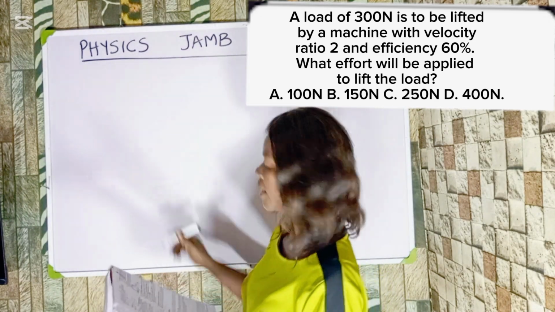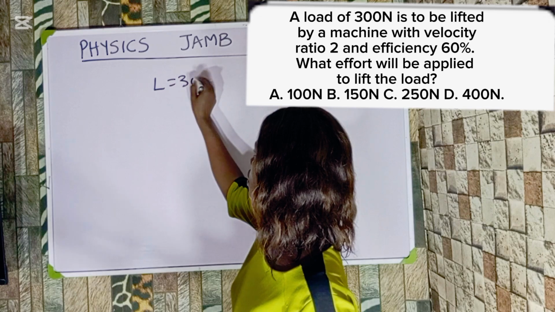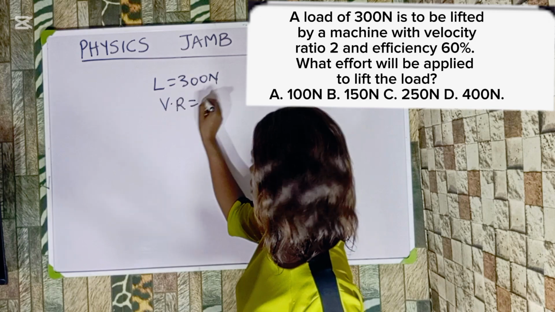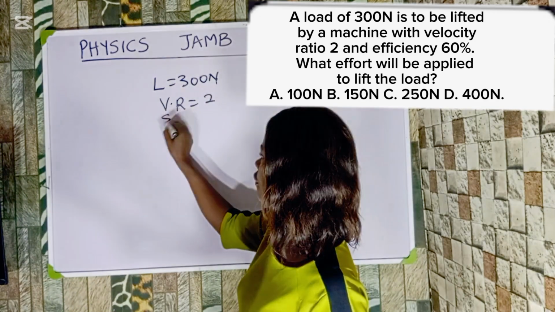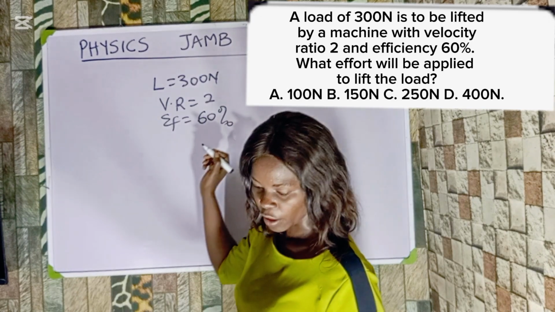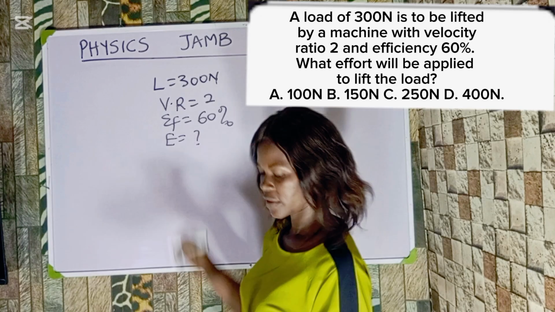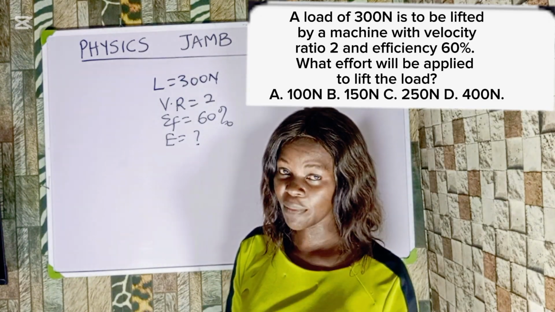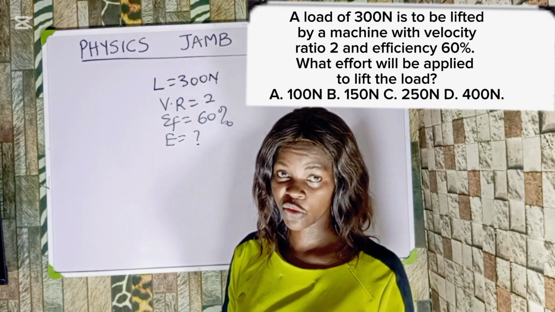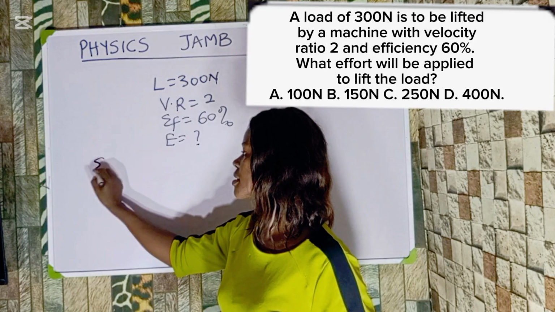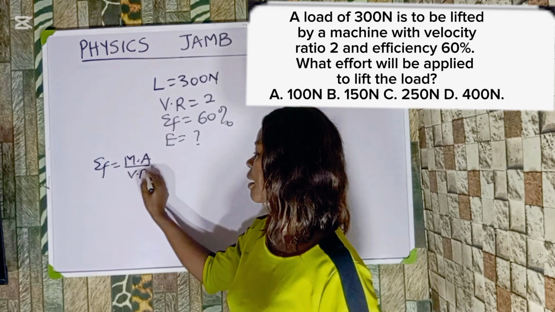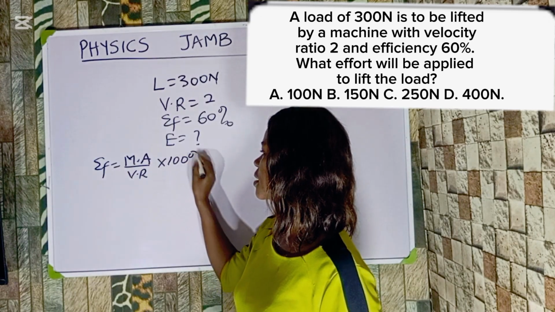Now from this question, we have that the load is given as 300 Newton, okay? Then the velocity ratio VR is equal to 2. Then the efficiency is equal to 60%. Now we are looking for the effort. So let's solve. For us to solve this question, we must remember the efficiency formula, right? The efficiency is equal to mechanical advantage divided by velocity ratio. So we have efficiency is equal to MA over VR, then times 100%.